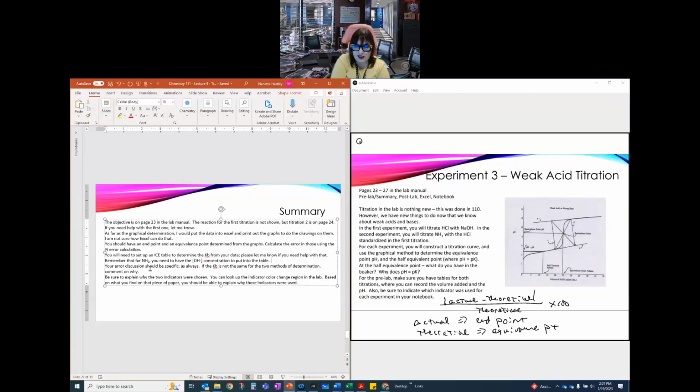Your error discussion should be as specific as it can be, all right? Things that typically go wrong in the lab is that we overshoot the titration. So instead of just seeing that very faint beginning color change, we go right past it. So that may be something that you see in the data that you have.